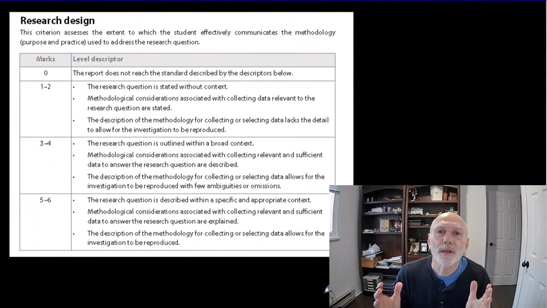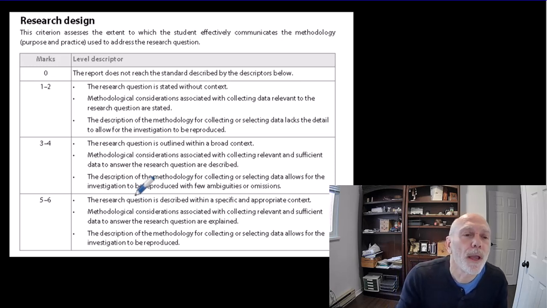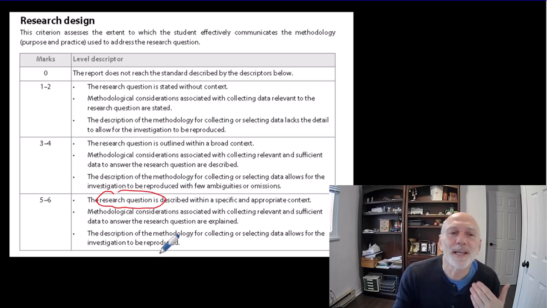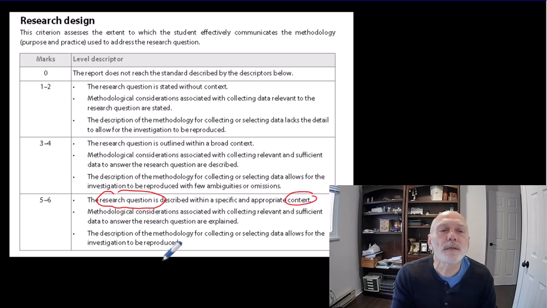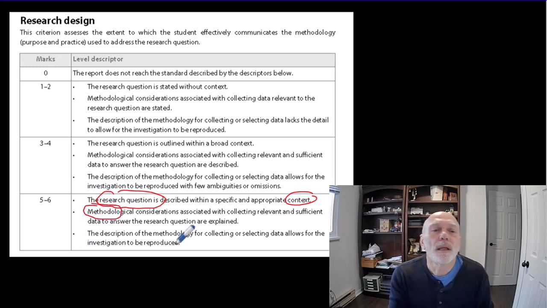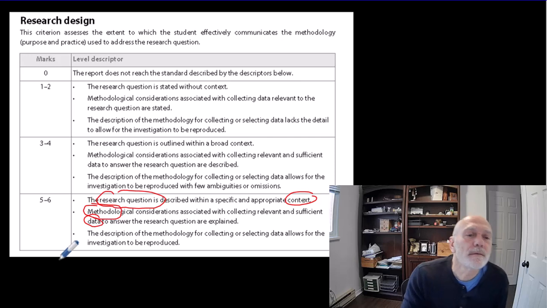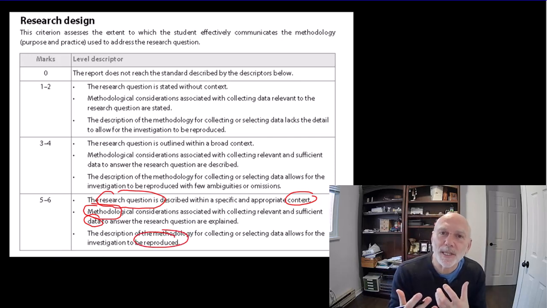The first scoring category is called research design. And I just want to circle a few words from the scoring rubric. And we'll focus on them as we flesh out what they're expecting you to do, what these things mean. So research question and context, method, data, and reproducibility.